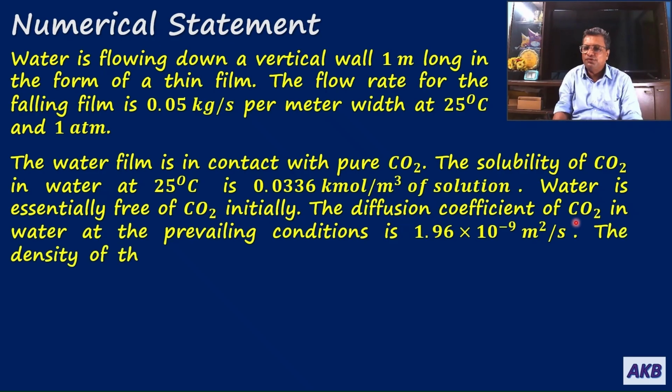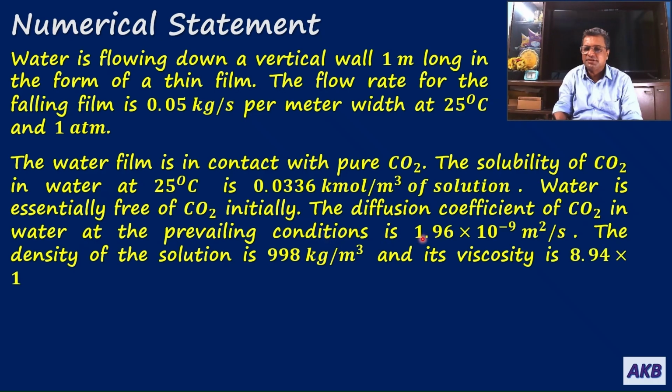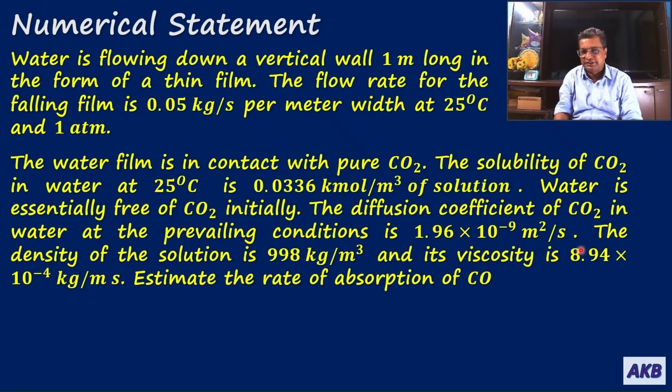The diffusion coefficient of CO2 in water at the prevailing conditions is 1.96 into 10 to the power minus 9 meter square per second. The density of the solution is 998 kg per meter cube and its viscosity is 8.94 into 10 to the power minus 4 kg per meter per second. So based on this information, we are supposed to estimate the rate of absorption of CO2 in water.